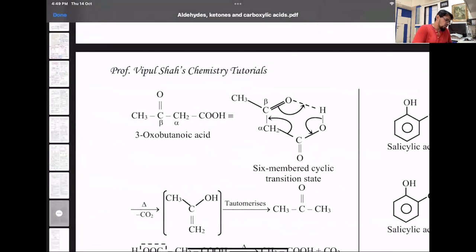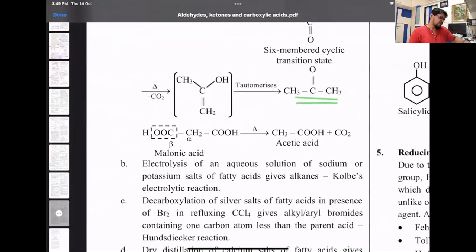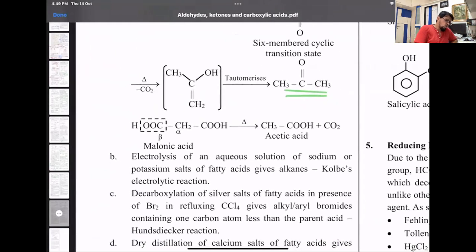3-oxobutanoic acid. Oxo is the name if the ketonic group is the branch. Aldehyde branch is called formyl, ketonic branch is called oxo. Then it forms a cyclic structure and finally gives you acetone. That is one part. Then Kolbe's electrolysis. This was there, if anybody remembers, in the hydrocarbon chapter. Electrolysis of aqueous solution of sodium or potassium salts of fatty acids gives you alkane.